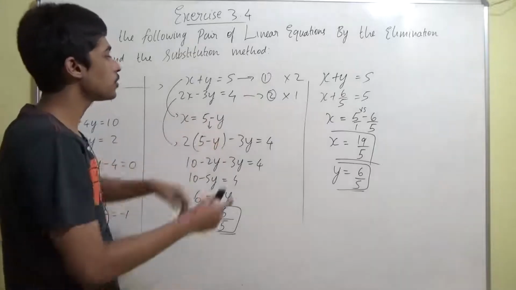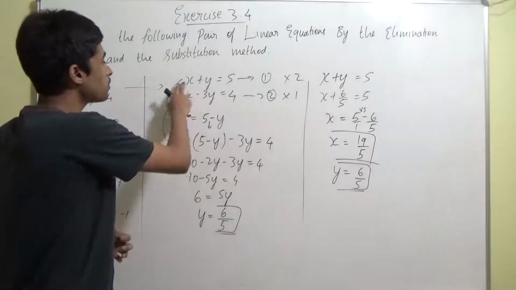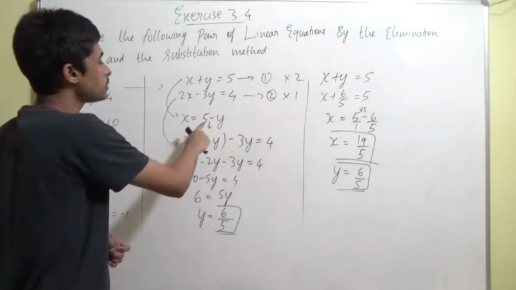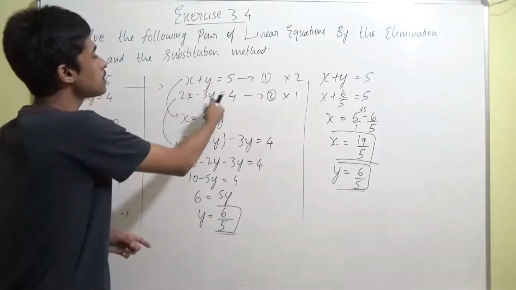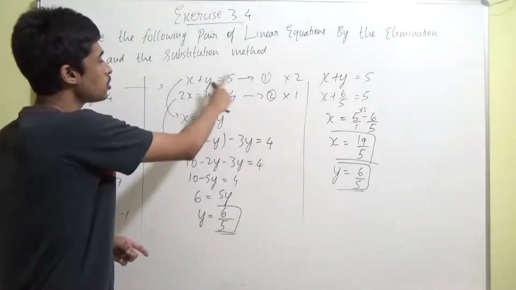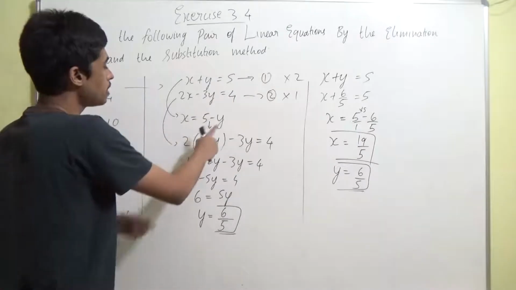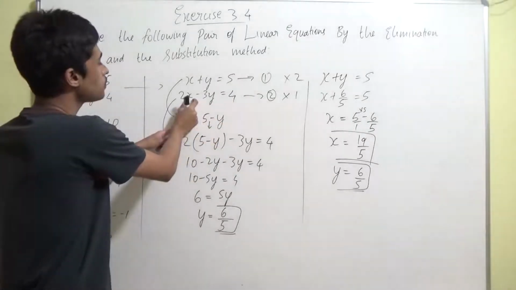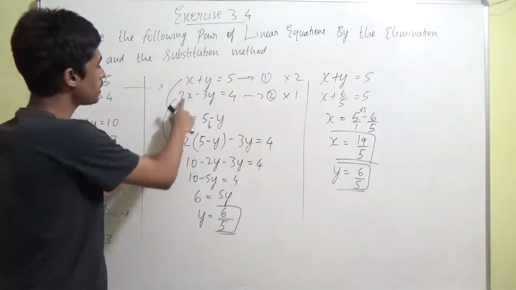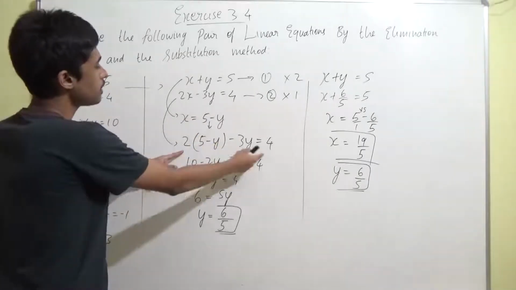And this value we are going to substitute in the other equation, not the equation from which we got the value of x. We are going to substitute in the other equation of the pair. Among those two, the other equation is this one, right? We are going to substitute this value in the place of that x. So we are going to get 2 into this x minus 3y equal to 4.